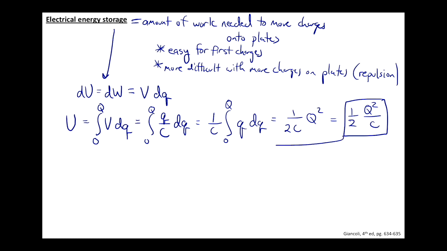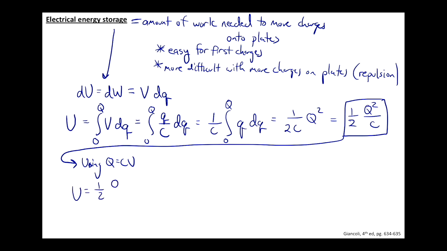But we can take this equation and rewrite it a couple of other ways using that relationship once again. So using Q is equal to CV, we're going to plug in, first of all, for Q. Let's rewrite the equation that we had, 1/2 Q squared over C. And then I'm going to plug this in for Q. So that's 1/2 C squared V squared over C. And one of my C's cancels. And then we've got CV squared over 2.